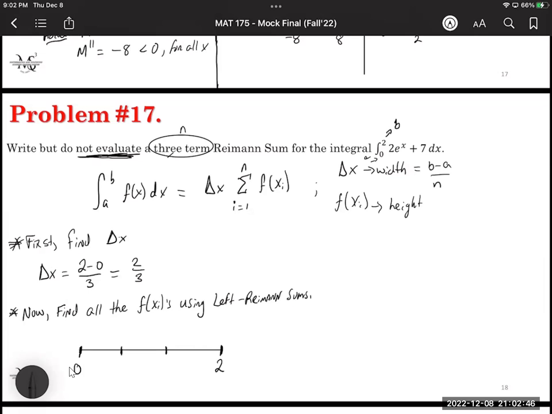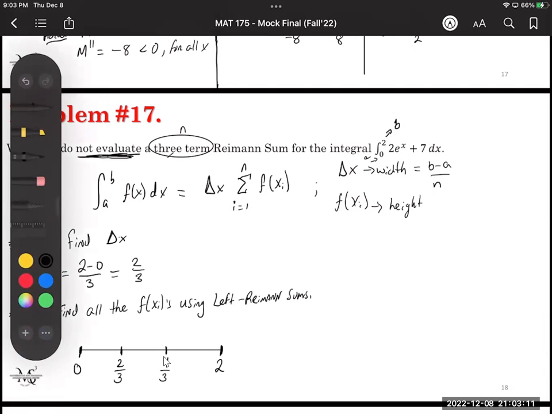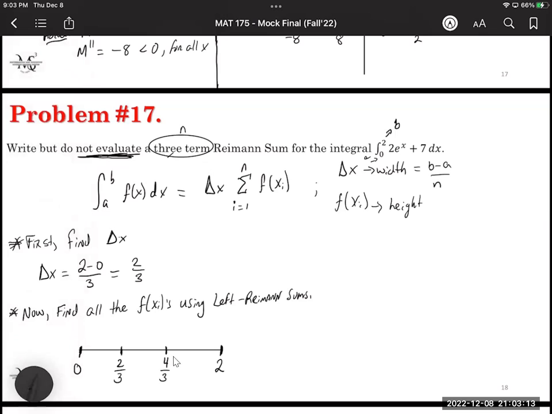So if 0 is my first value in my partition, then with the width being 2/3, the next value that comes after 0 must be 2/3. The value that comes after 2/3 is 4/3, because I have to continually add my width. And if I add another 2/3, 6/3 is the same thing as 2.